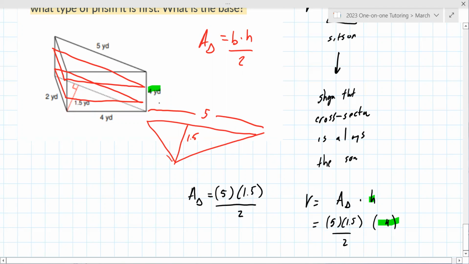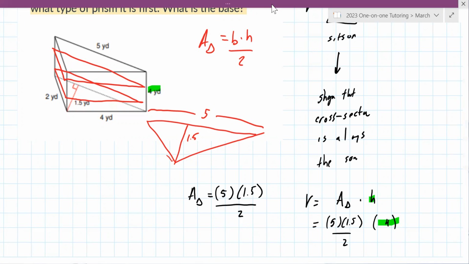Let me know what you come up with here. So for the base, it's 3.75. Should be 3.75, yes. Okay, that's what I heard. And then the final volume should be 15. That sounds right. Okay.